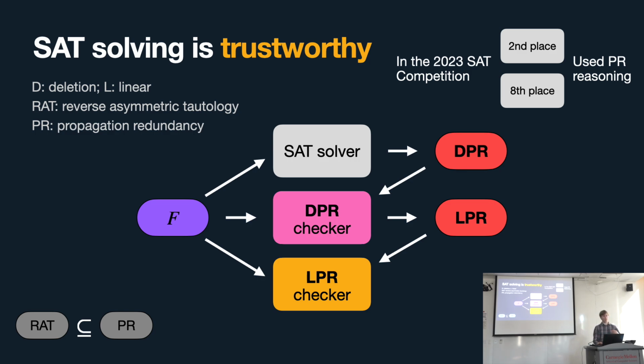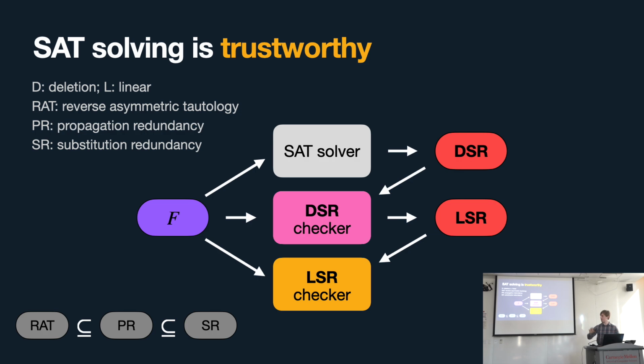So the hope is the stronger the proof system, the more effective solvers can be, or definitely the smaller your proofs can be. And so in particular, our talk is going to be looking at a new proof system called DSR and LSR, standing for deletion or linear substitution redundancy, which replaces DPR and LPR everywhere with DSR and LSR. So the workflow is the same, but we're using a stronger, more expressive proof system, and we're going to demonstrate that you can do proof checking in the system, and these proofs can be asymptotically small.